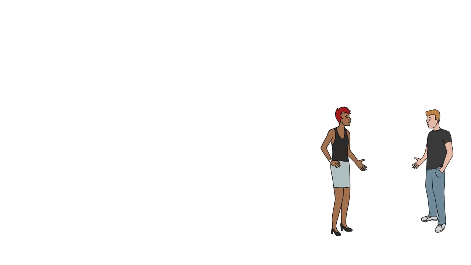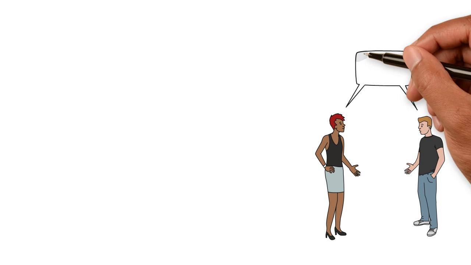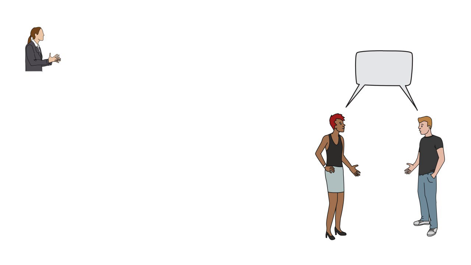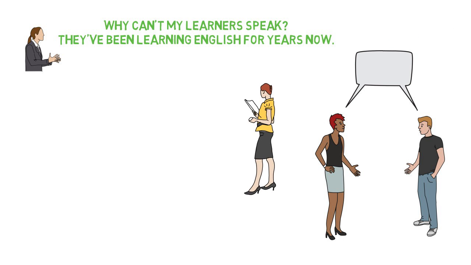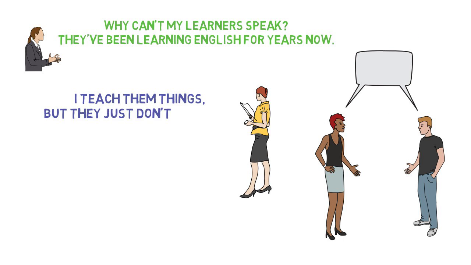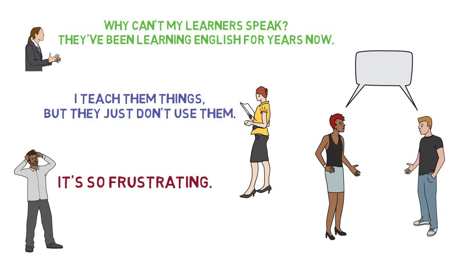Near the end of the chapter, Waring connects extensive reading with learners' production of the language. To teachers who ask, "Why can't my learners speak? They've been learning English for years now. I teach them things, but they just don't use them. It's so frustrating," Waring gives this answer, mincing no words.